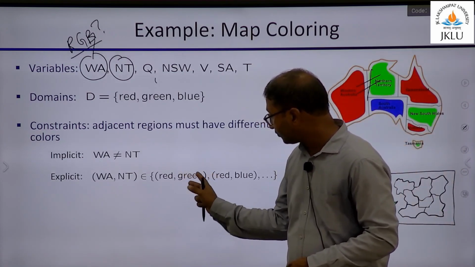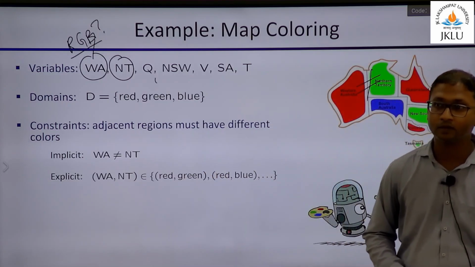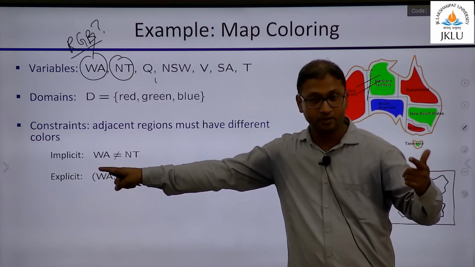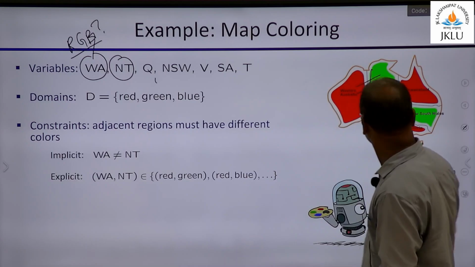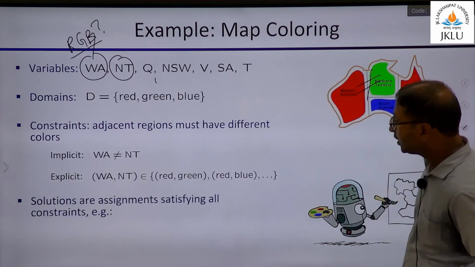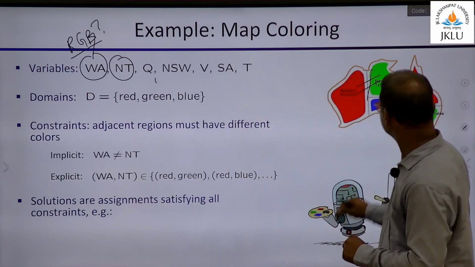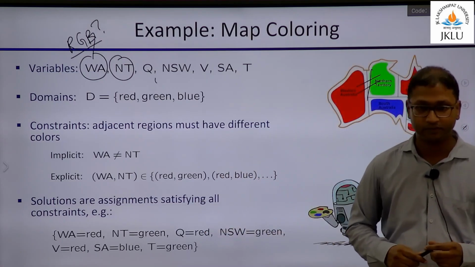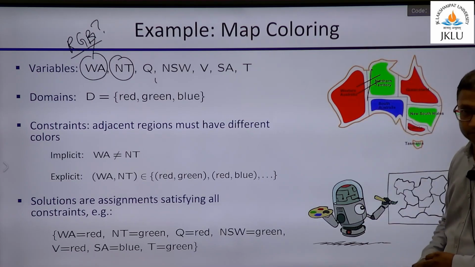And does it matter if I make it green red? It will, right? Because WA becomes green and this becomes red. Okay? Solutions are assignments satisfying all constraints. For example, this is a solution. So basically this one, this is a solution. Okay.